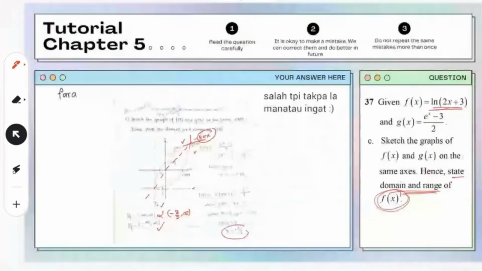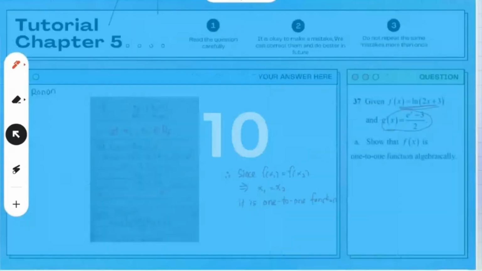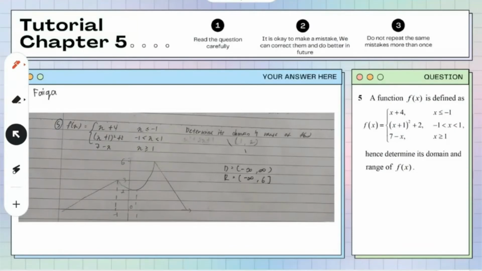Alright. Kita back to question number 5 awal sekali. Okay, so semua orang boleh nampak dah skrin saya, jawapan Faika? Boleh, madam. Alright. So for question number 5 ni, dia minta kita sketch a function f(x) is defined by a piecewise function. Okay, ini kita kena sketch dahulu. And hence state the domain and range untuk f(x).